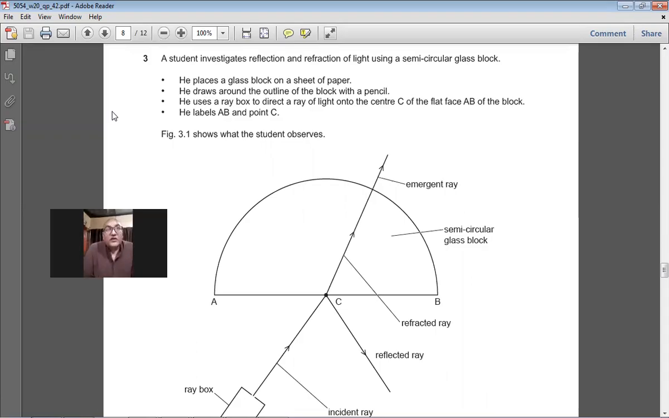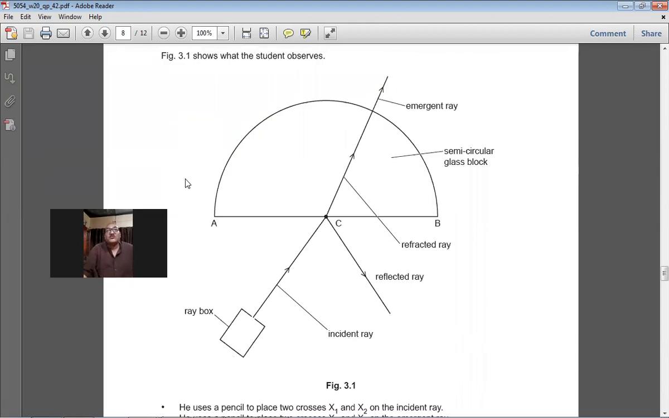Okay, so we are starting question number 3. A student investigates reflection and refraction of light using a semicircular glass block. He places a glass block on a sheet of paper. He draws around the outline of the block with a pencil. He uses a ray box to direct a ray of light onto the center C of the flat face AB of the block. He labels AB and point C. Figure 3.1 shows what the student observes.